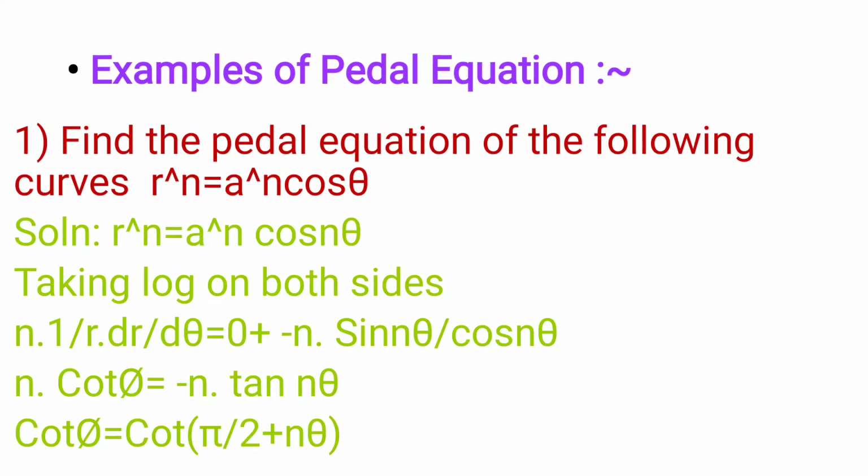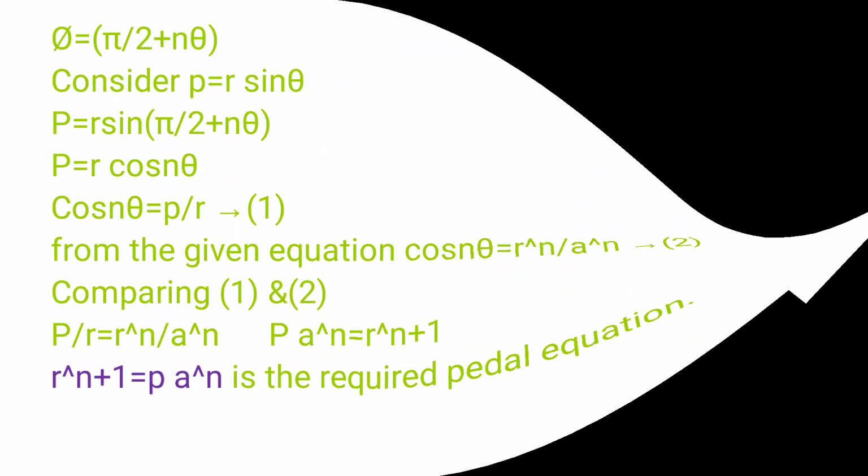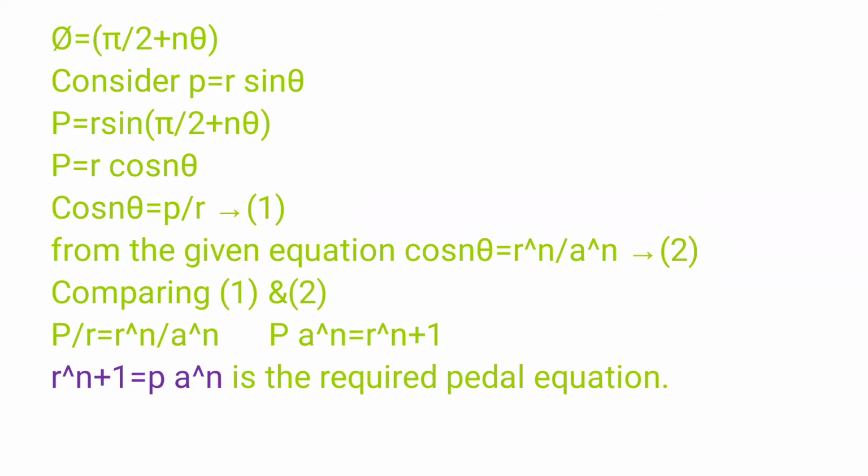Both n will be cancelled, remaining is cot phi equal to tan n theta, which can be written as cot phi equal to cot of pi by 2 plus n theta. Both cot will be cancelled and remaining is phi equal to pi by 2 plus n theta. Consider p equal to r sin phi. p equal to r sin of pi by 2 plus n theta. p equal to r cos n theta.